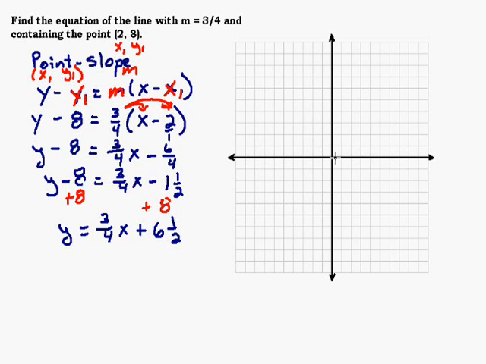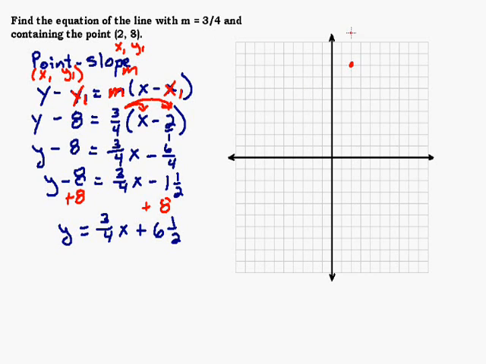You know that's on your line, so we'll go over 2, up 8. 1, 2, 3, 4, 5, 6, 7, 8, right there. Oops, I got to get the right tool. Okay, 1, 2, 3, 4, 5, 6, 7, 8. There we go. There's the point 2,8. And now we know our line goes through this point, and we know the slope is 3/4. So we want to do a 3/4 slope from here.